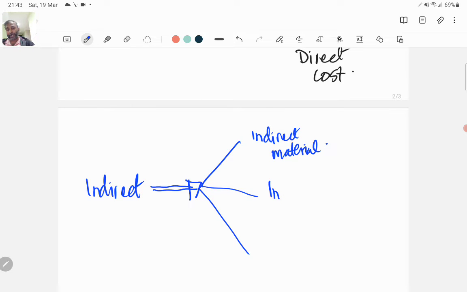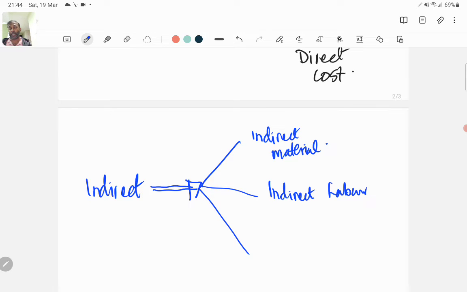And then you have indirect labor. This indirect labor also does not have a direct relationship with the production process, such as if you look at a storekeeper. The storekeeper coming to the warehouse or not coming to the warehouse is not going to jeopardize the production process happening on the factory floor.